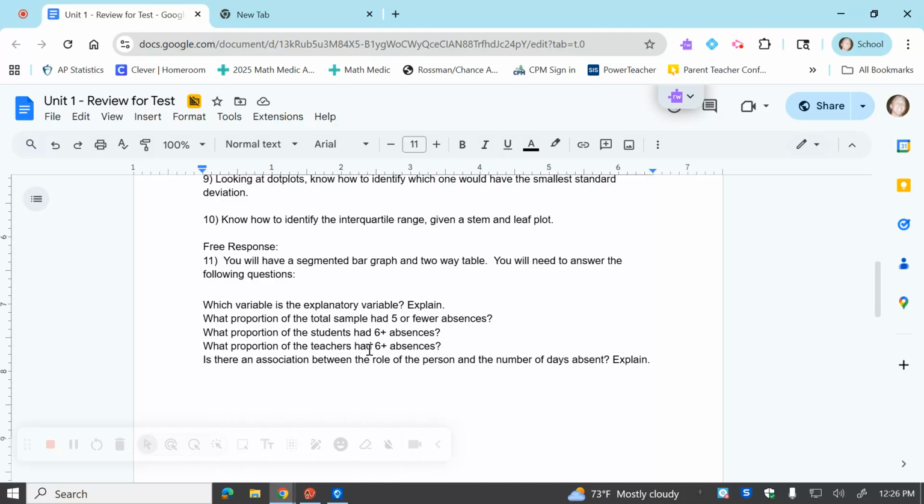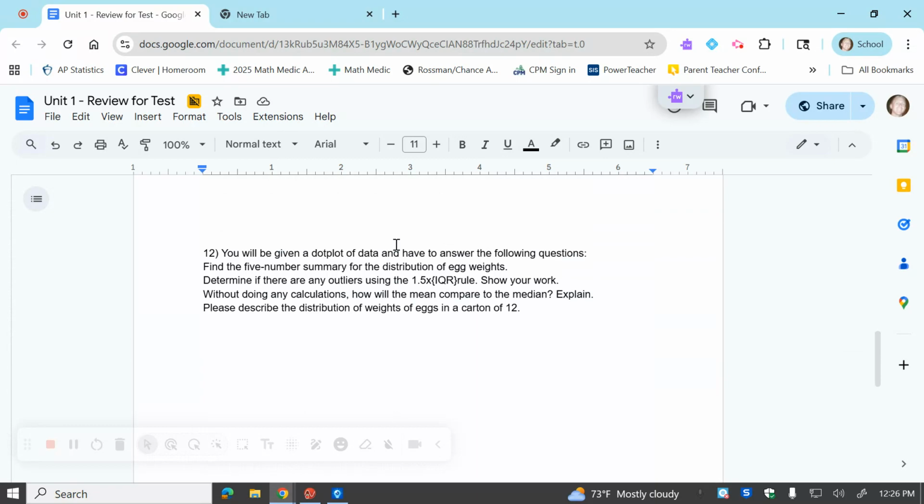answer a few questions based on marginal relative frequency, a little bit of conditional relative frequency. Read carefully and answer that, and then be able to tell whether or not there is or isn't an association. Remember, if there's no association, the percentages are all going to be the same, regardless if it's marginal or conditional. If the percentages are different, then there is in fact an association. Knowing one thing helps us predict the other. That's number 11.